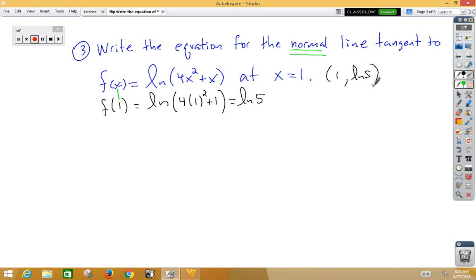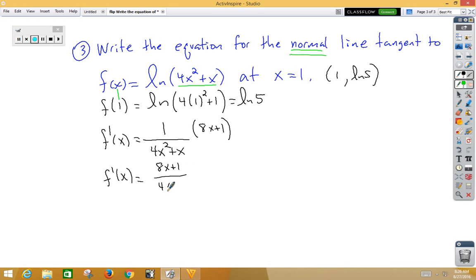Now we need to find the slope of the tangent line, which would be the derivative. The derivative is a chain rule. There's an inside function. So the derivative of natural log is 1 over something. Don't change the something, which is the inside function. Multiply by the derivative of the inside, which is 8x plus 1. So now that I've got a derivative of 8x plus 1 over 4x squared plus x, let's again plug in that 1.